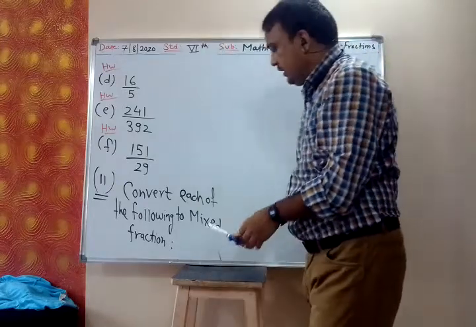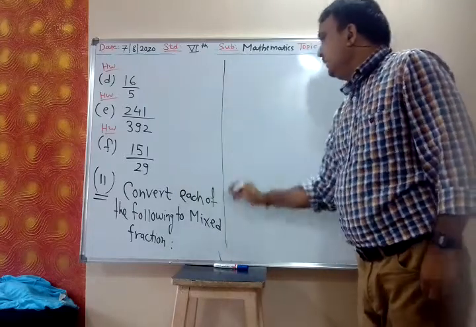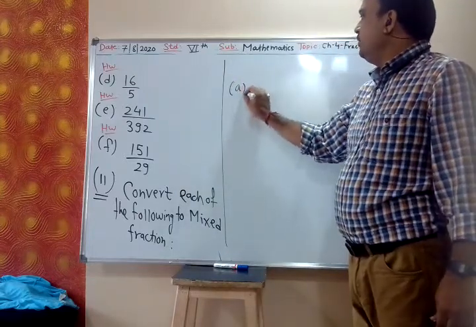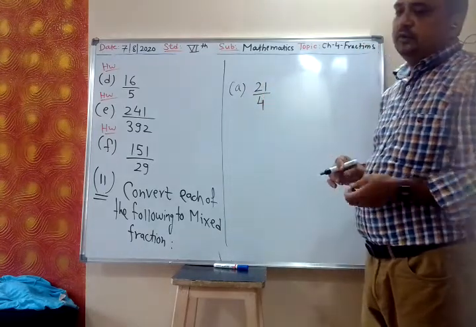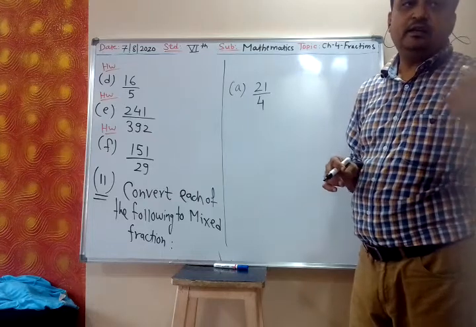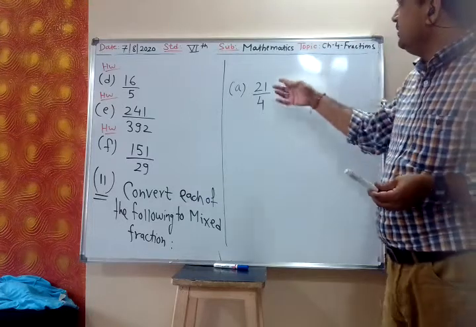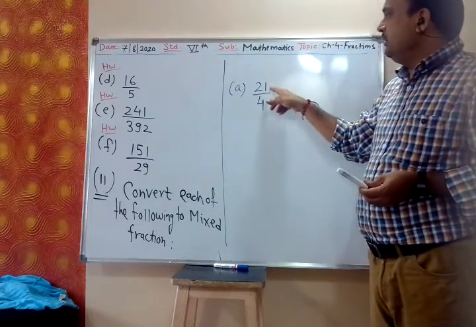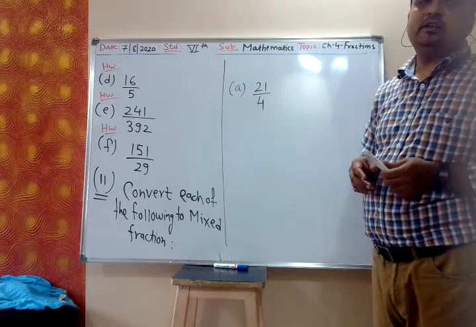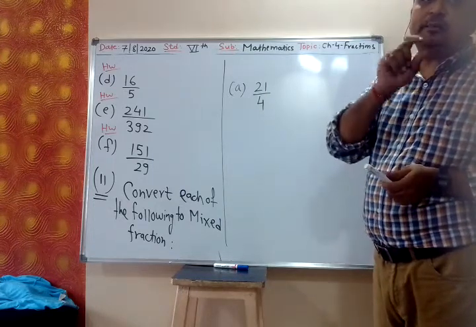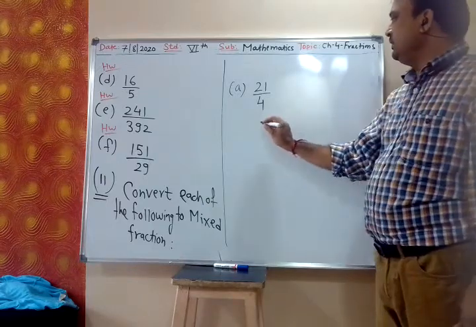First, A, it is 21 upon 4. See here, it is improper fraction because the numerator is bigger. So whenever you have improper fraction, you can write mixed fraction. To write mixed fraction, you have to divide the numerator by denominator.